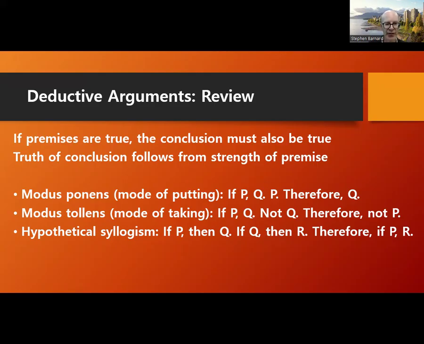And the third and final deductive argument that we looked at was the hypothetical syllogism. Now, this is sort of a causal chain. If P is true, then Q is true. And if Q is true, then R is true. Therefore, if P is true, then R is also true. If the first statement is true, then the last statement is true, allowing you to skip over the middle part.